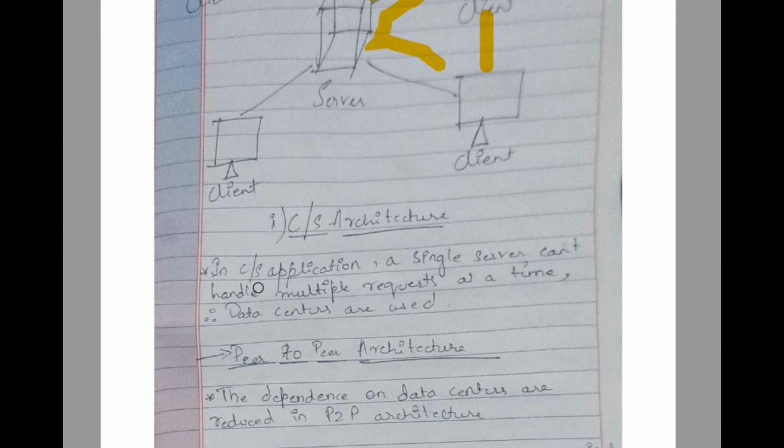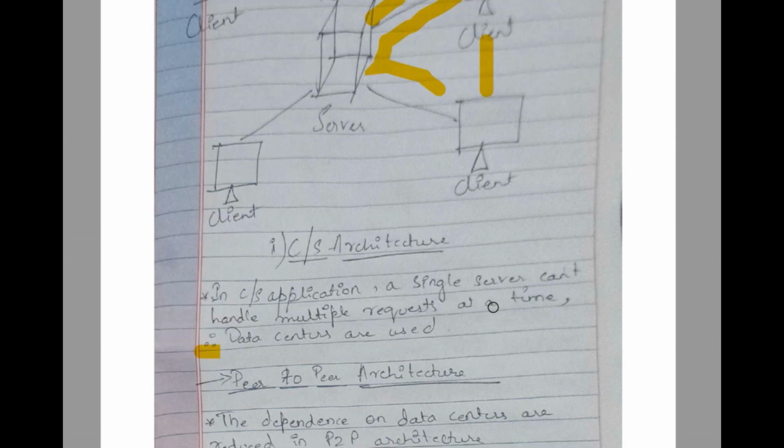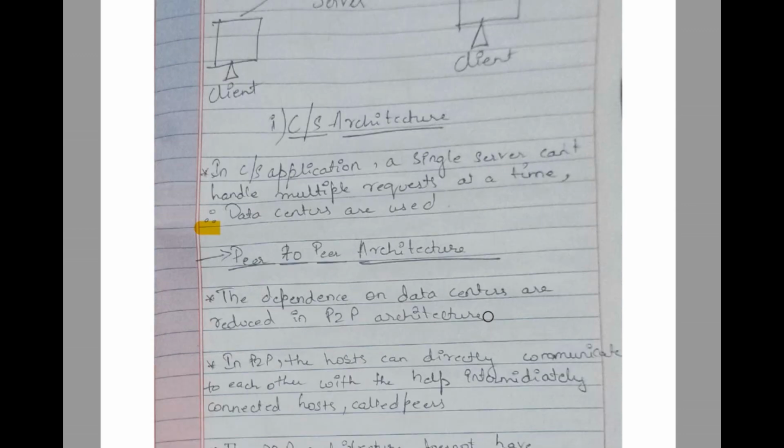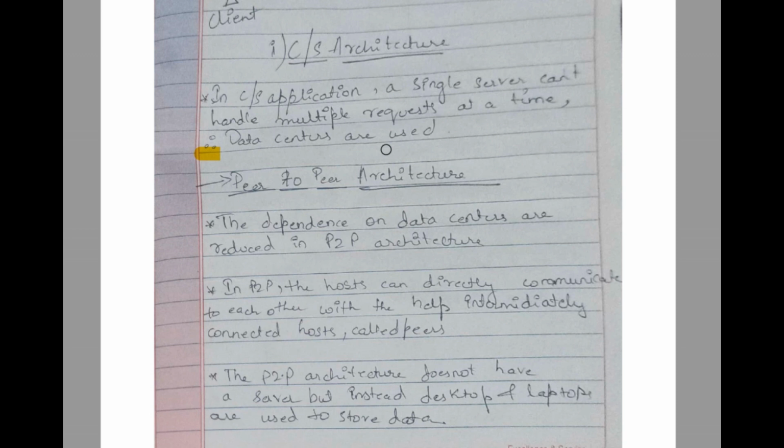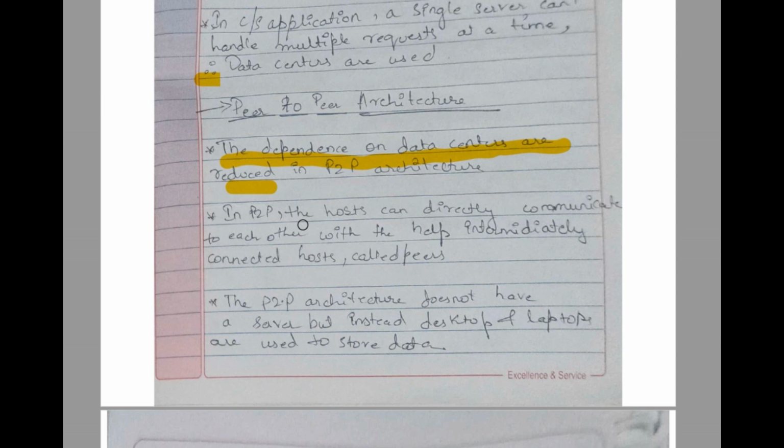In client server applications, a single server can't handle multiple requests at a time, so data centers are used. In client server architecture, a single server can't handle multiple requests, so data centers are being used. Peer-to-peer architecture overcomes this drawback of client server architecture. In peer-to-peer architecture, the dependence on data centers like Google data centers and Microsoft data centers is reduced.